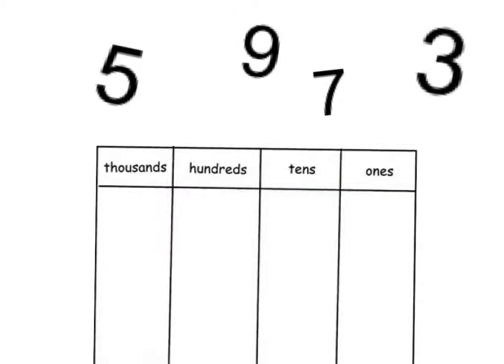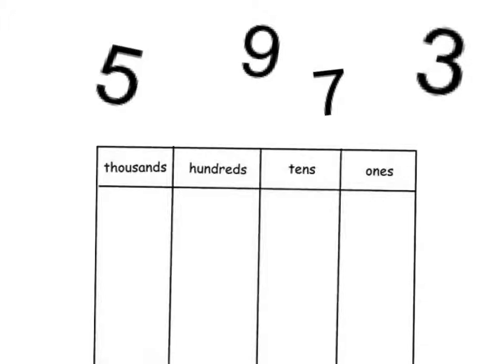So here we have 4 digits. We have 5, 9, 7, and 3. We're going to use these numbers to create the smallest 4-digit number possible. So when I think about that task, we're going to use these 4 digits to create the smallest 4-digit number possible.